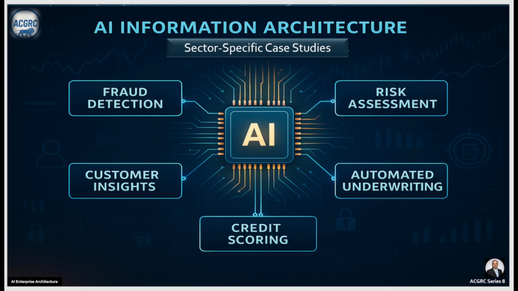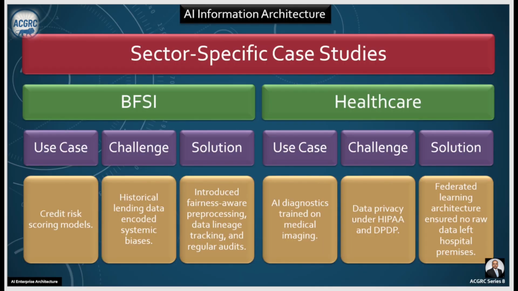Let's take some sector-specific case studies. BFSI, the credit risk scoring model. The challenge is that historical lending data encoded systemic biases. We might have that challenge here. The solution for this is to introduce fairness-aware pre-processing or data lineage tracking and enable regular audits.